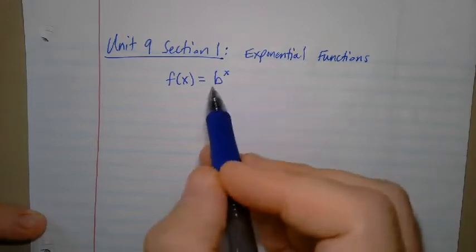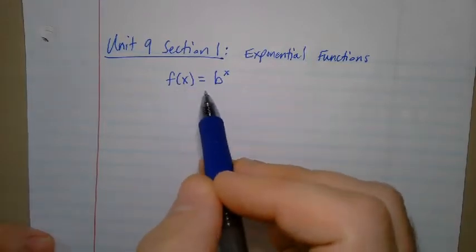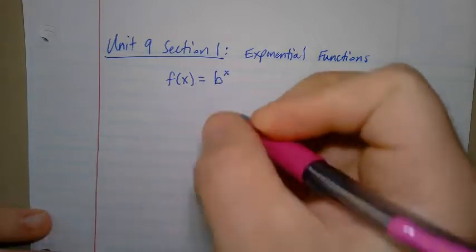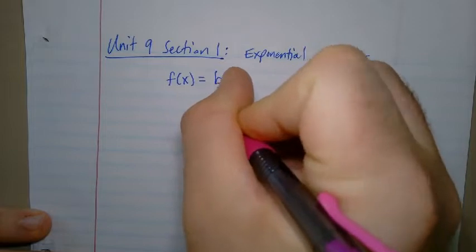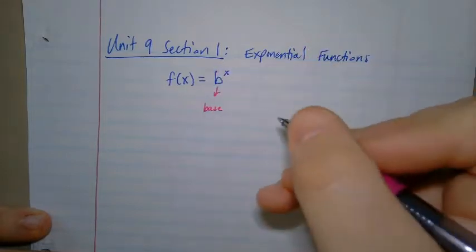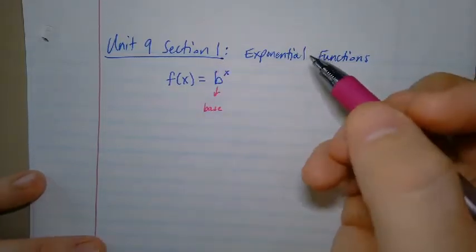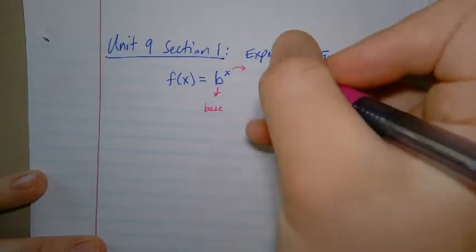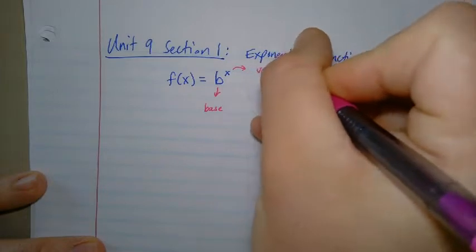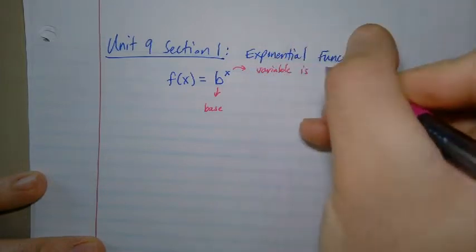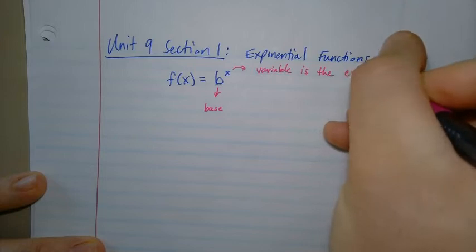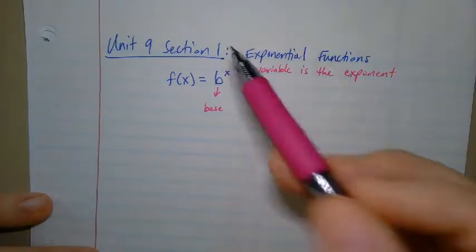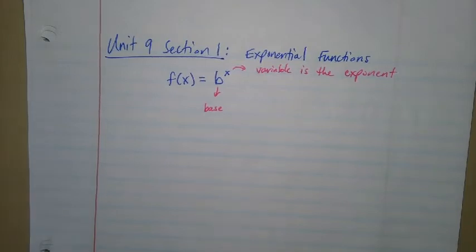So here's what an exponential function basically looks like, where we have f of x equals b to the x, where b stands for base right now, but it's a constant number, and the x, there's that exponent, the variable. So the variable is the exponent, is what makes a function exponential. Okay, so when the variable is the exponent. So here's what an example of that might look like.